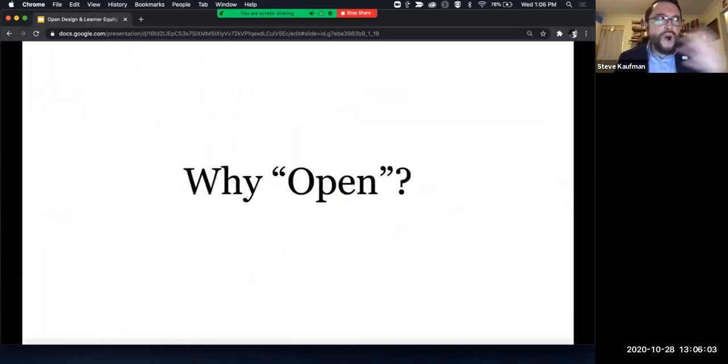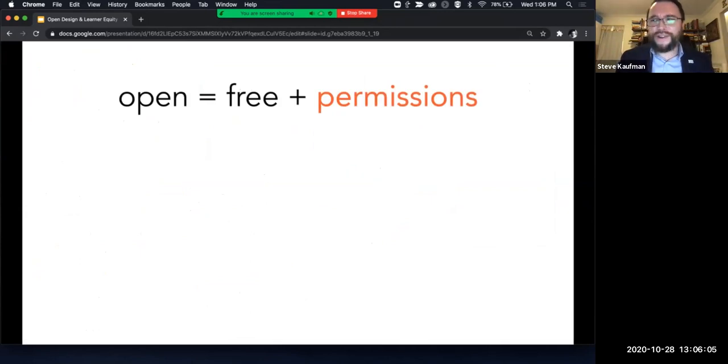So why open? Why are we even talking about open? I'm sure you've heard of Creative Commons. If you haven't, just a quick recap. Open just means free plus permissions.